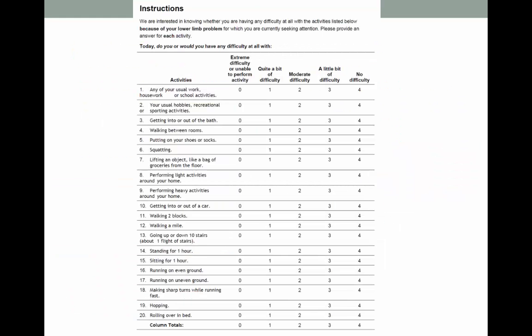This is a little bit larger version of the lower extremity functional scale. This questionnaire asks patients different questions to determine what is important to them and what they are experiencing, such as pain getting in and out of the car or hopping. Patients have to answer each of these questions on a scale from extreme difficulty or unable to perform to no difficulty.